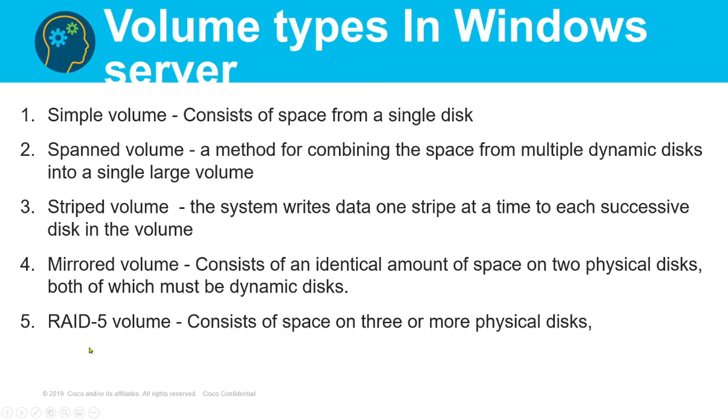And number 5, RAID 5 volume consists of space on 3 or more physical disks. Okay? RAID 5 consists of space on 3 or more physical disks. Remember, this number 5 will come out in multiple choice questions of your quiz and even in your midterm.